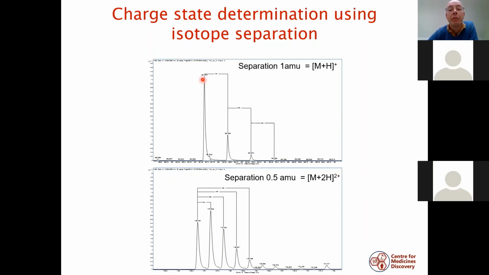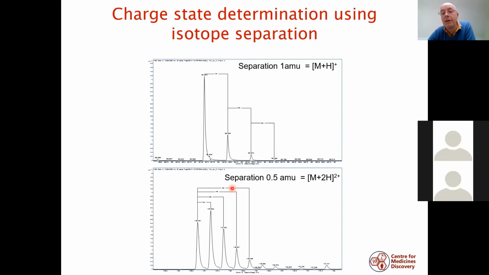So if you take this compound, this is a mass of 591, and this is the isotope envelope. If we measure the mass between the different isotopes, this corresponds to 1 atomic mass unit. And what that tells us is this ion is singly charged. If we now take the doubly charged version of this ion and measure the separation between the isotopes, it's 0.5 atomic mass units. So that means this must be a doubly charged ion. If it's 0.33, it will be a triply charged ion, and so on. So it's very simple to identify.